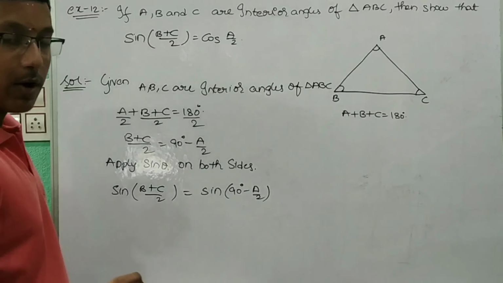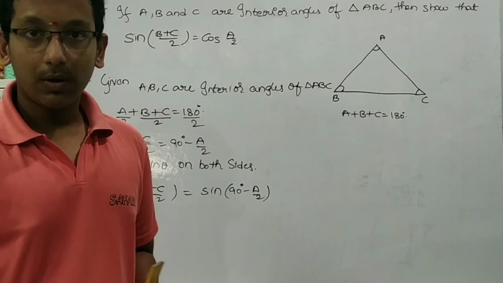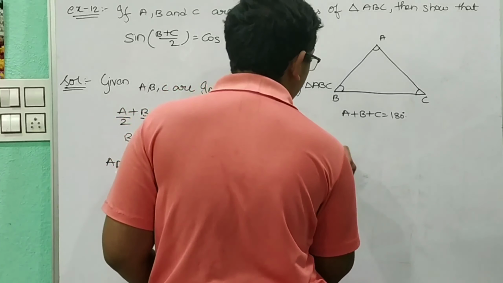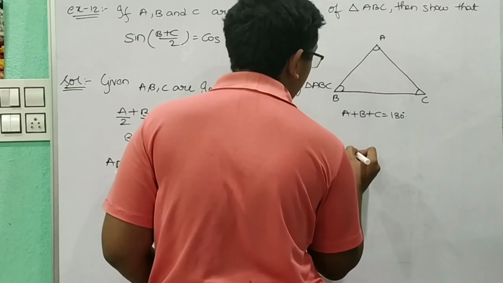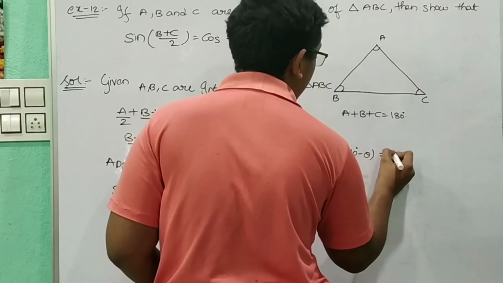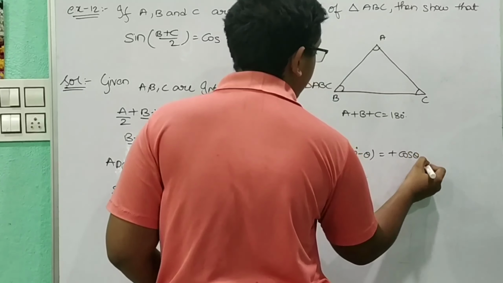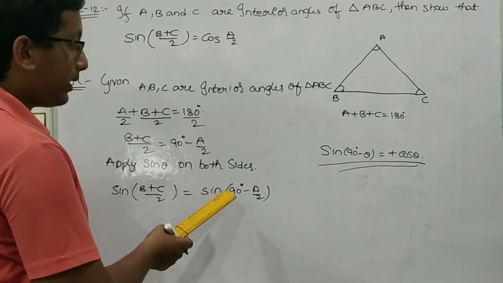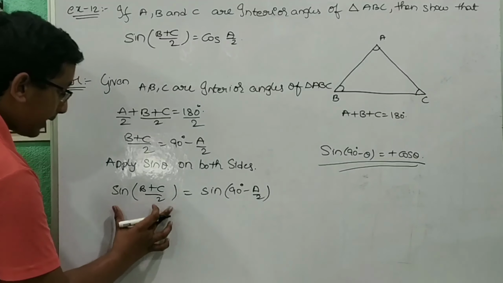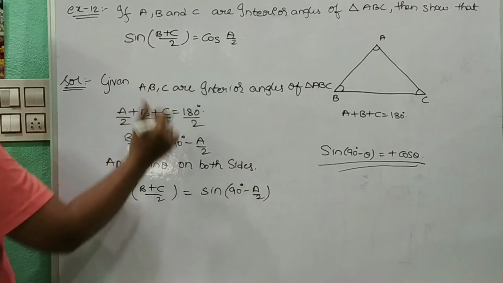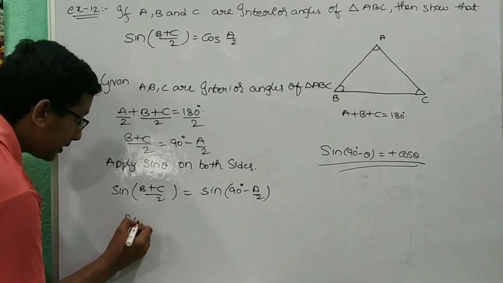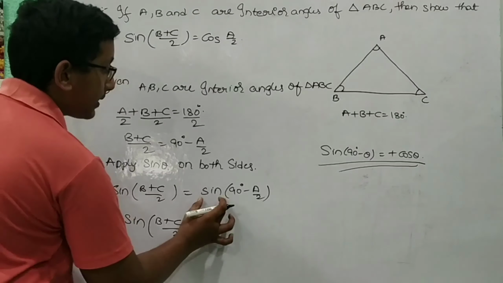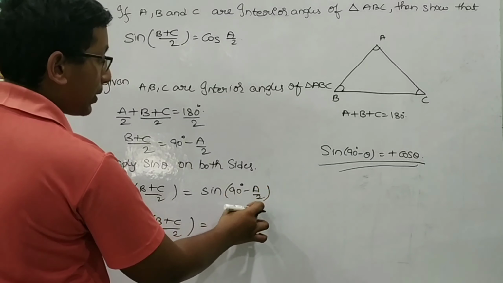Now you know one formula. Of course, you may not know it; I am going to tell you what you learn in inter. That formula is sin of (90 degrees minus theta) equals cos theta. This is the formula you should learn. If you learn this formula, you can solve this. Now write this term as it is: sin of (B plus C) by 2 equals sin of (90 minus A by 2).